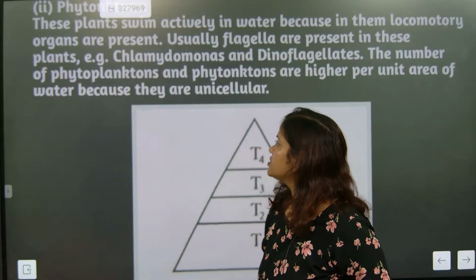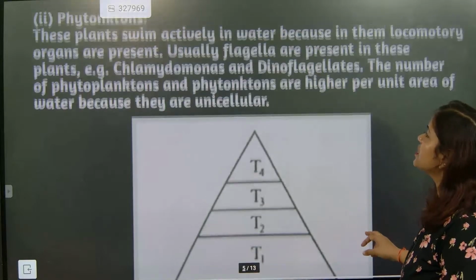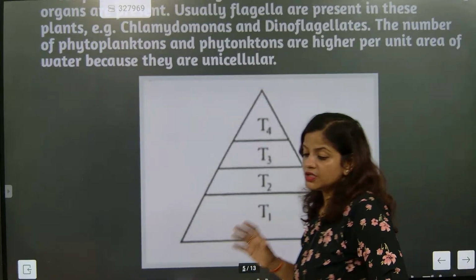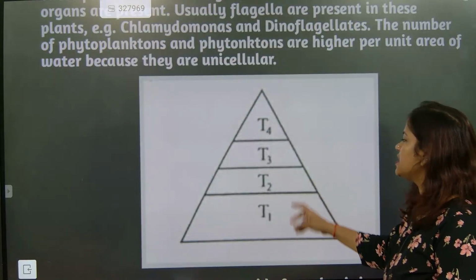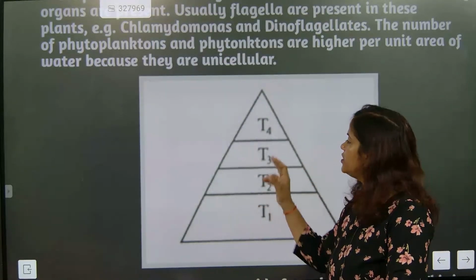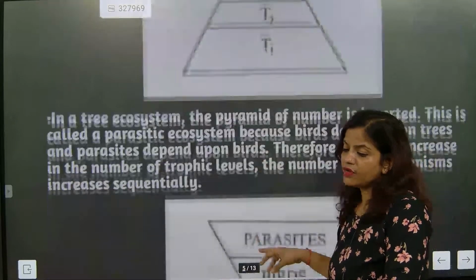So one is called phytoplankton and the other is phytonekton. These are the two important things. Now we will go for the trophic levels T1, T2, T3 and T4. Now we'll go for the next one.